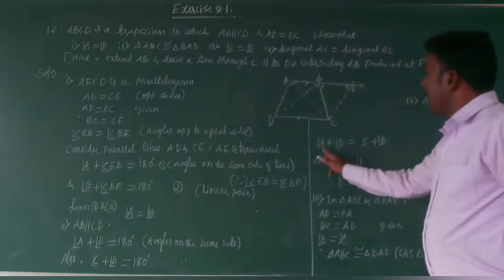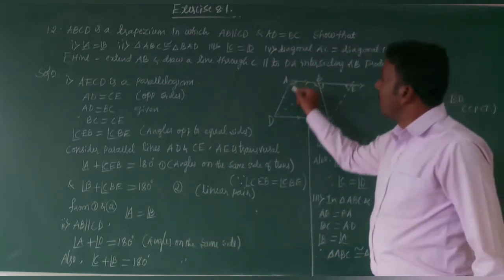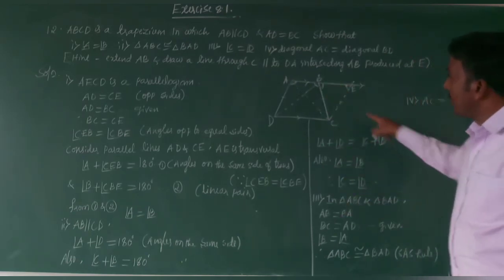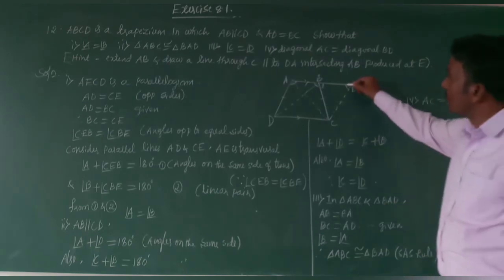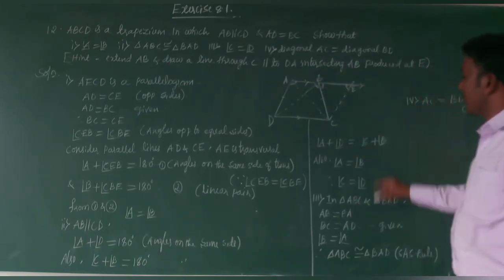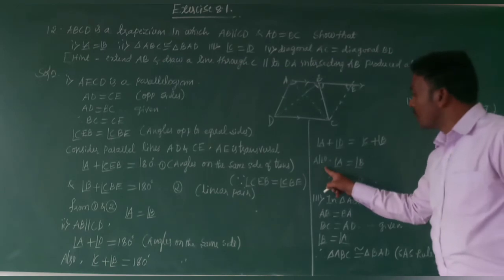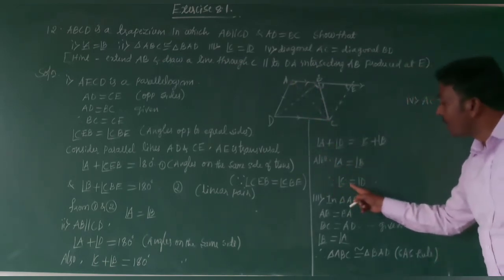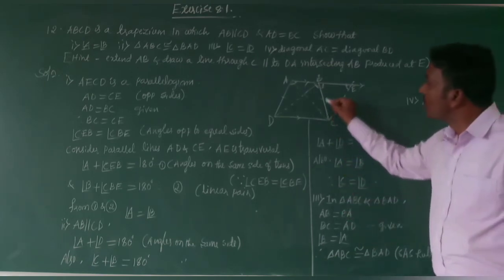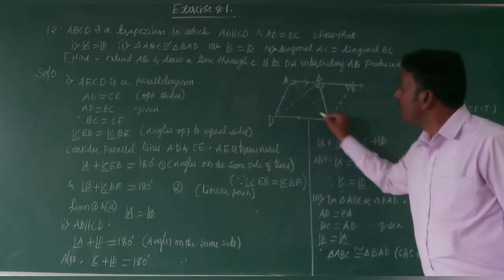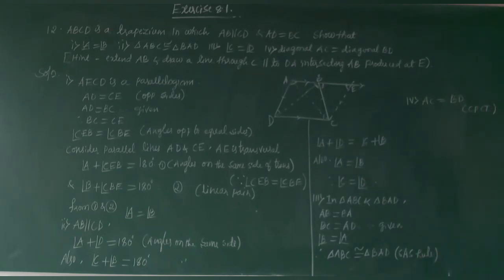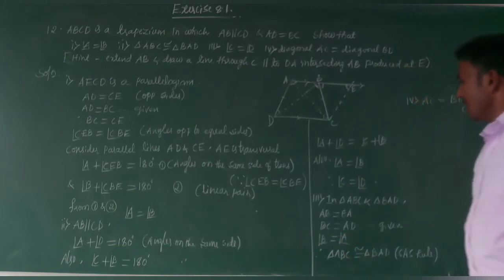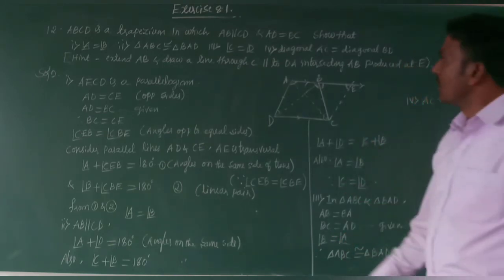Now angle A plus angle D is equal to angle C plus angle B. Also angle A is equal to angle B, already proved. Therefore angle C is equal to angle D. These two angles are equal. This is the second case. Now we need to prove angle C is equal to angle D. So already proved this one. So this is the third case.